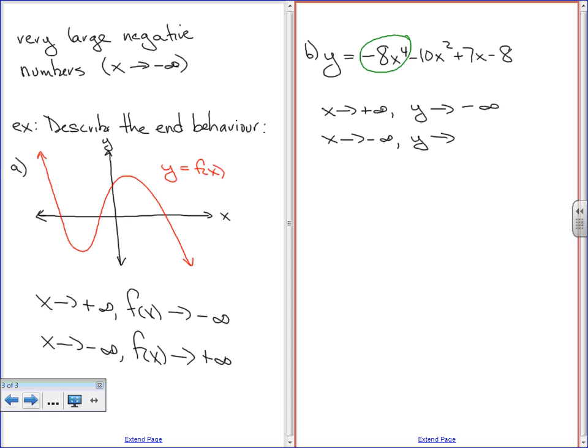If I do that on the other side, if I take a really big negative number and put it to the power of 4, a really big negative number to the power of 4 is going to be a bigger positive number. And when I multiply it by negative 8, it's going to turn it back into a negative, so it's heading towards negative infinity. Does that make sense?